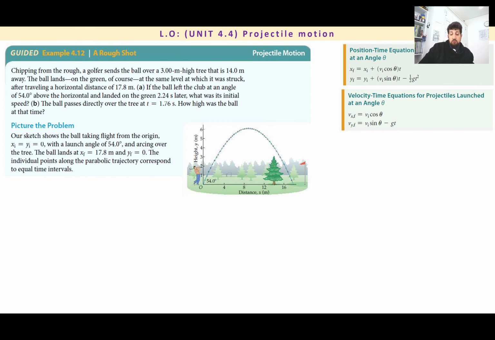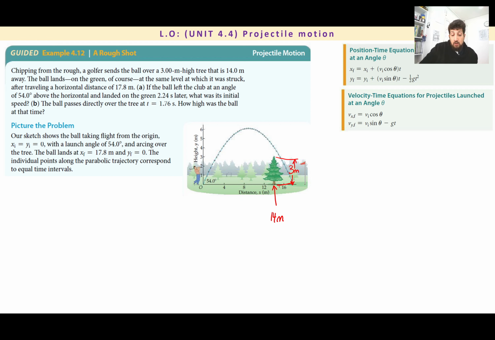Here we have a golfer who sends a ball over a 3-meter high tree that is 14 meters away. So the first thing I want you to do is picture the problem. Here it is. So there it is. It is 14 meters away. And the tree itself is about 3 meters tall, from root all the way to the tip.